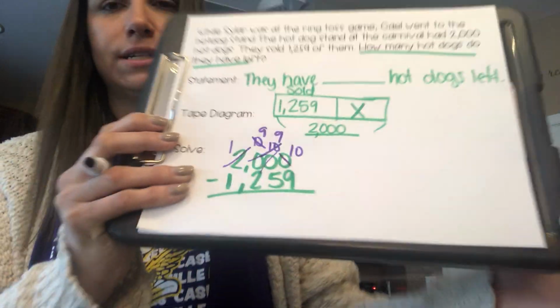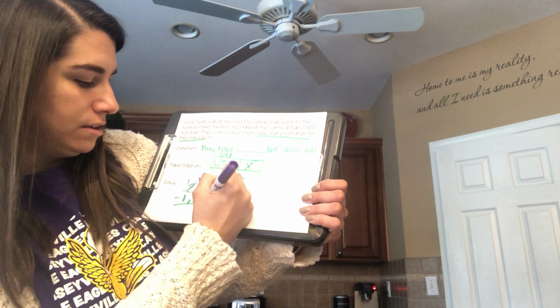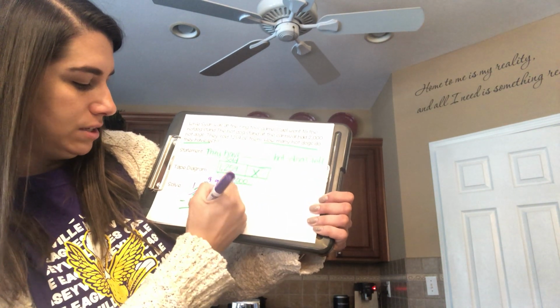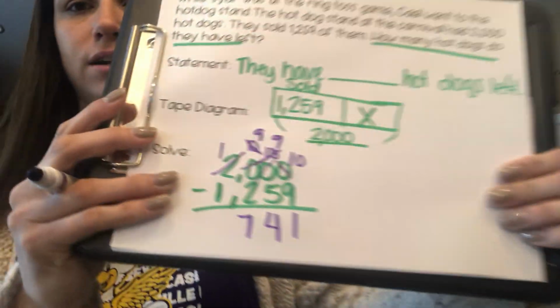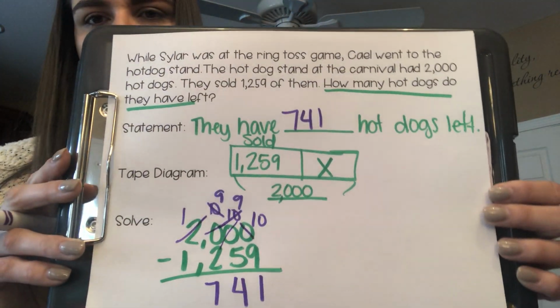So now I'm going to subtract. 10 minus 9 is 1. 9 minus 5 is 4. 9 minus 2 is 7. And 1 minus 1 is 0. So how many hot dogs do they have left? They have 741.